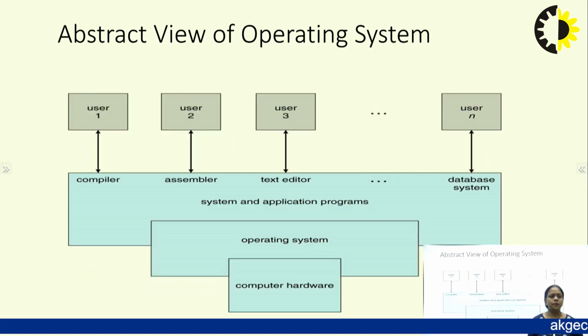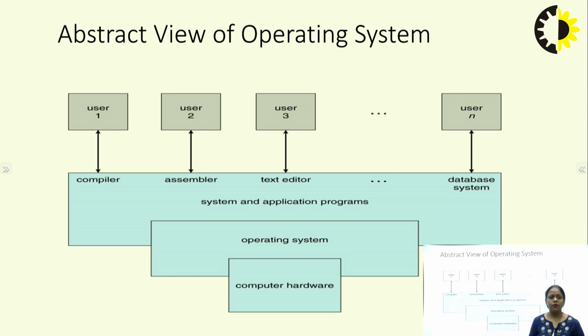Now, next is the abstract view of operating system. You can see the same layers in this diagram also. The lowest layer is computer hardware, where we have different types of hardware like CPU, RAM, IO devices, and other hardware. Another layer is the operating system, which is again a software or system software. The next layer is for system and application programs. So you can see here the user can interact with the help of an application program or system program in the operating system. Then the operating system will send the commands to the computer hardware, so users can interact with the computer hardware with the help of the operating system only. That's why this is the main part of our system.